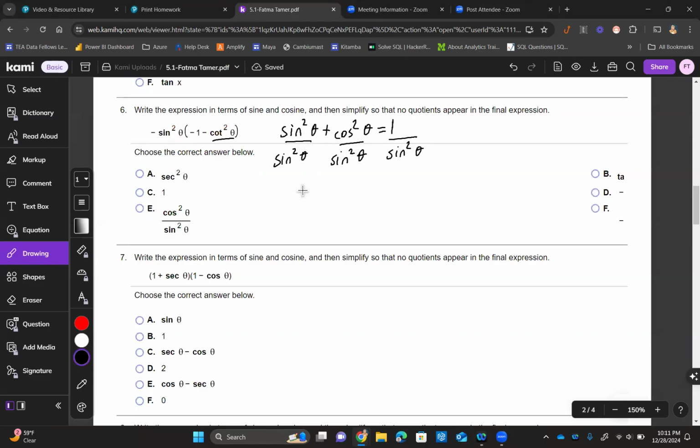The sine squared over sine squared is 1. Cosine over sine is cotangent, so this will return a cotangent squared of theta. And 1 over sine squared is just cosecant squared theta.